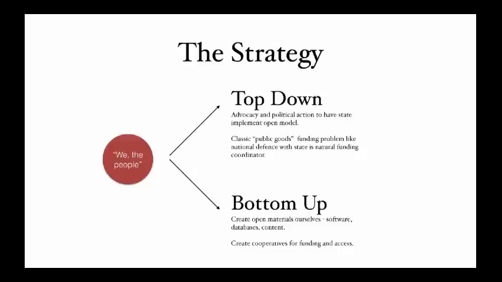And then the bottom-up option is we go and build stuff ourselves. We don't wait for the state. We go and build open source software, open databases, open music, or whatever it is. And that's a great idea too. We could even create cooperatives for funding and access. Rather than having Spotify built by a proprietary VC-funded semi-monopolist, we could do Spotify ourselves in a way. We could get together and collectively license music and then share it among ourselves.